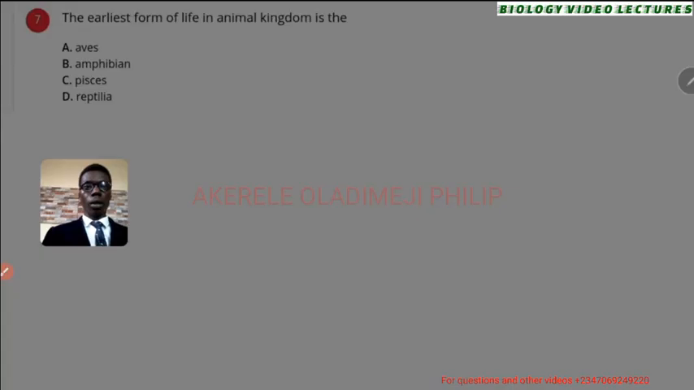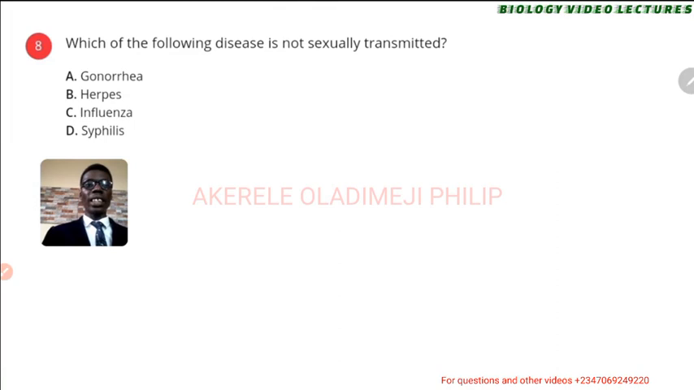All right. Which of the following diseases is not sexually transmitted? Okay. Gonorrhea is STD. Herpes is STD. Syphilis is STD. Influenza, which we also call flu, all right, is airborne. So it's not sexually transmitted. So the answer is C. Don't forget that gonorrhea, herpes, and syphilis are all STDs. But influenza, which we also call flu, F-L-U, is airborne and is not STD.